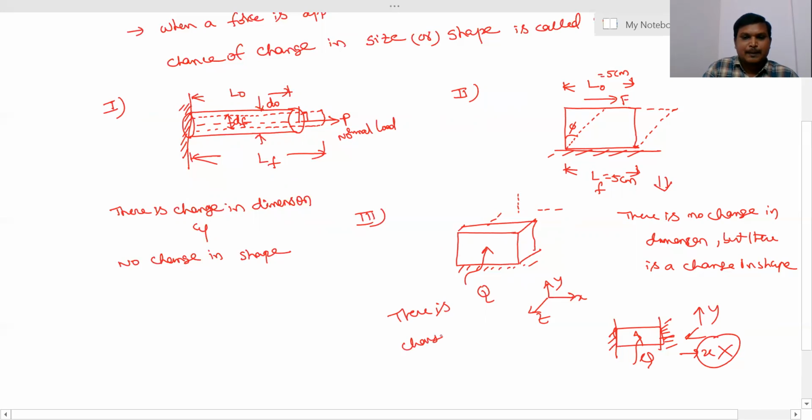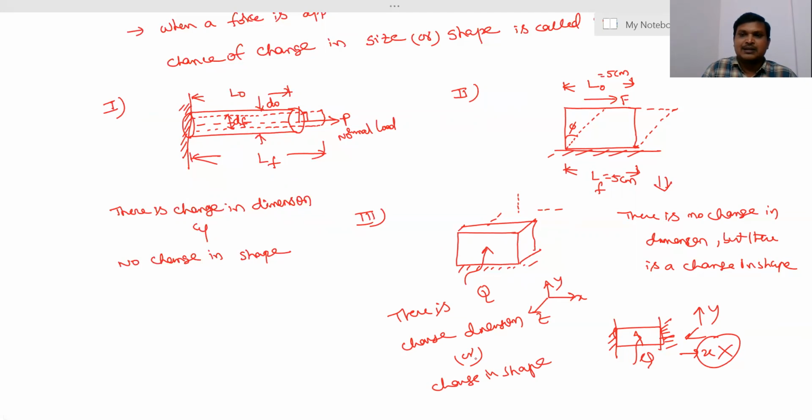change in dimension or change in shape, whatever it may be. Some materials may change their shape due to heating. Some materials may change their dimension due to heating. Some materials do both, so it is physically happening both. It may change dimension as well as shape.